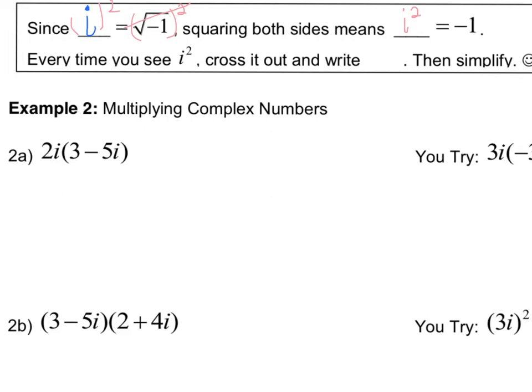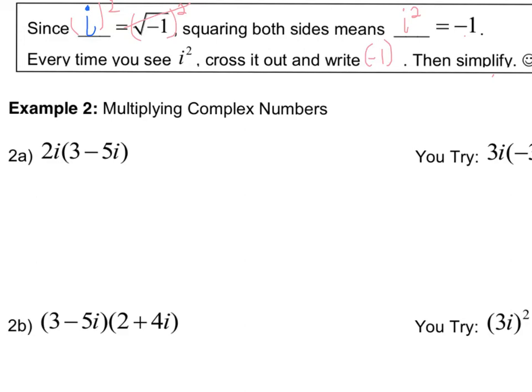So what we're going to do, anytime we see an i squared, we're going to cross it out, and in its place, we will substitute a -1. And my advice to you is to write it inside parentheses, because you will be multiplying by -1, not subtracting 1 from the numbers. So once you do that, you'll simplify by multiplying whatever number it's next to by -1.